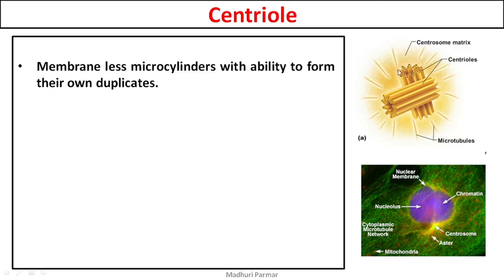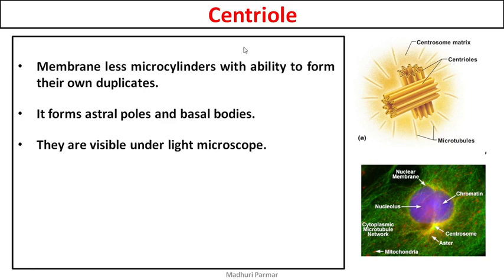Here is what the centrioles look like, and you cannot see any membrane covering them. They form astral poles and basal bodies. The basal bodies of flagella and cilia, you remember? These are actually made from centriole, and astral poles are the ones present during cell division. So during cell division, they form astral poles, and for locomotion, wherever you require a flagella or cilia, you have basal bodies which are also formed from centriole.